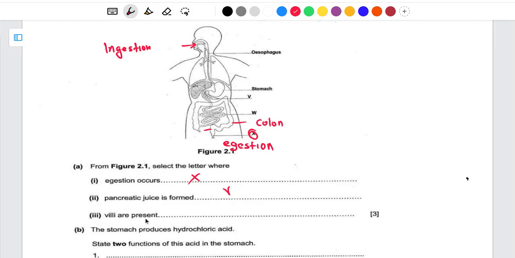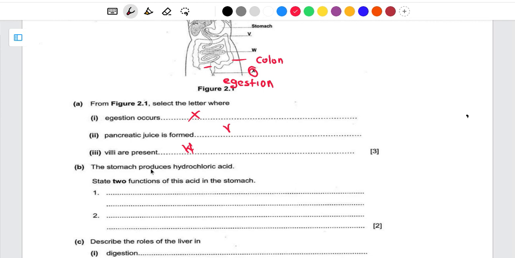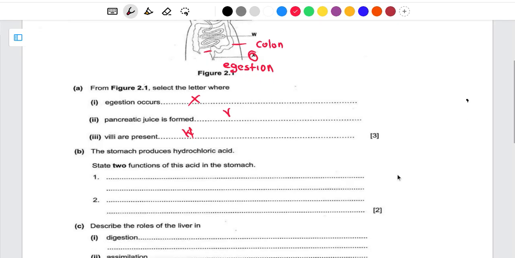Then the villi are present. So microvilli are present at W, important for the absorption of nutrients. Then the stomach produces hydrochloric acid. State two functions of the hydrochloric acid. Number one, creating an acidic environment. So we are going to find that the stomach is acidic.